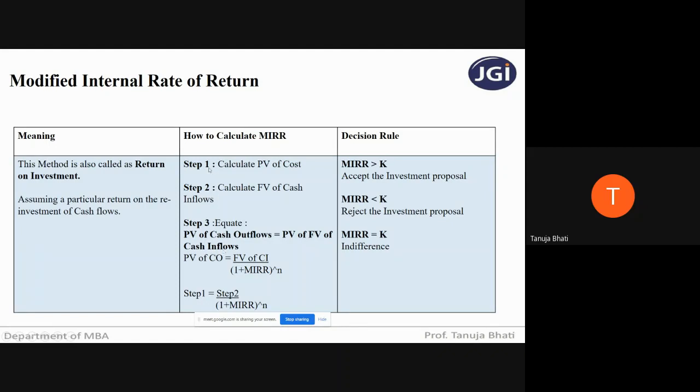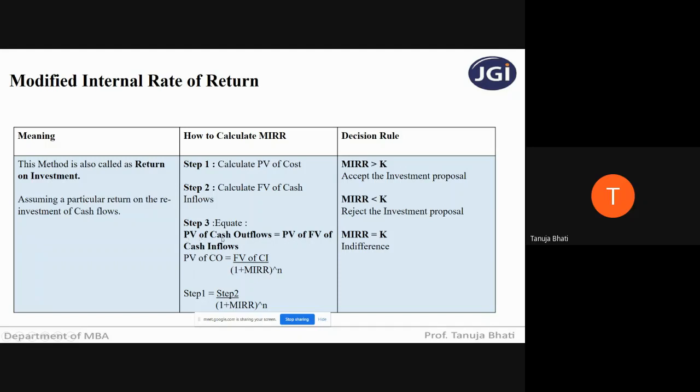See students, step number 1 is you calculate the present value of the cash outflow. Second step is calculate the future value of cash inflows, and the third step is just equate these two. Now if I have to equate these two, what will be the equation? Present value of cash outflow will be equal to present value of the future value of cash inflows, because if I have to compare, I have to bring both to the same basis. So present value can be compared with present value.